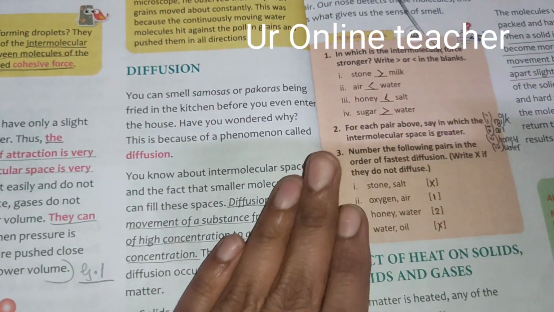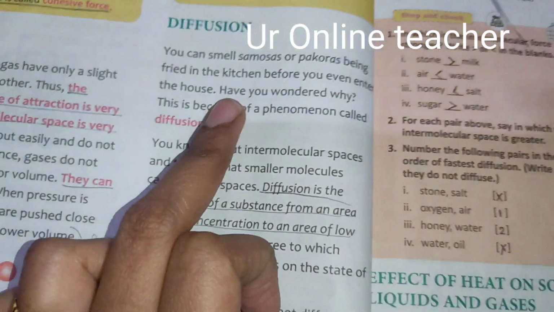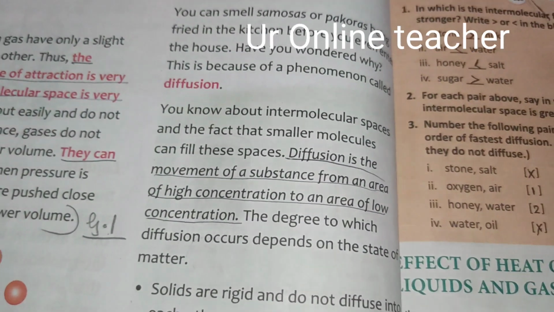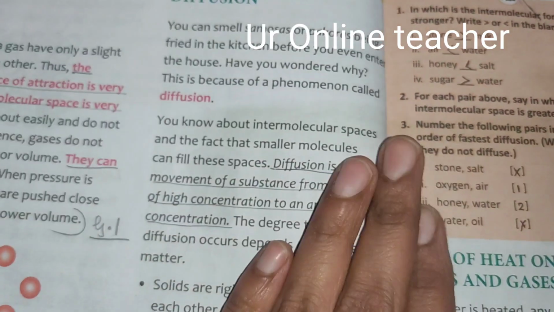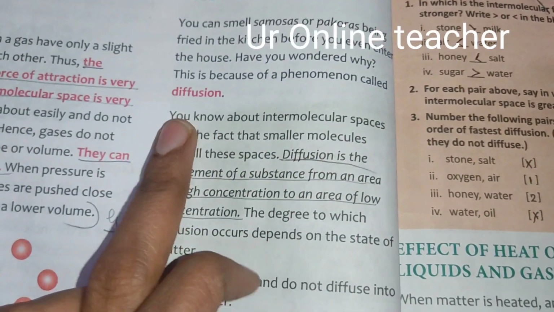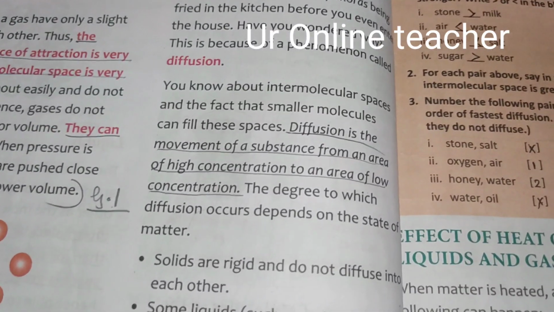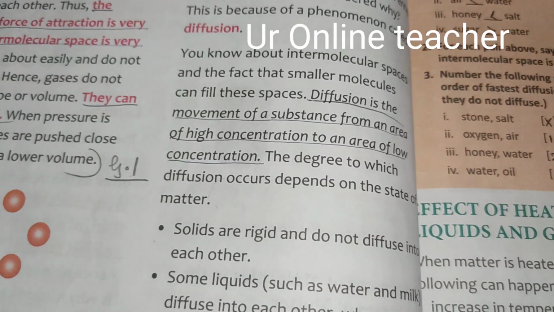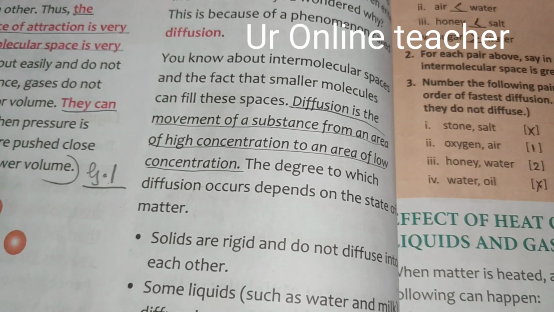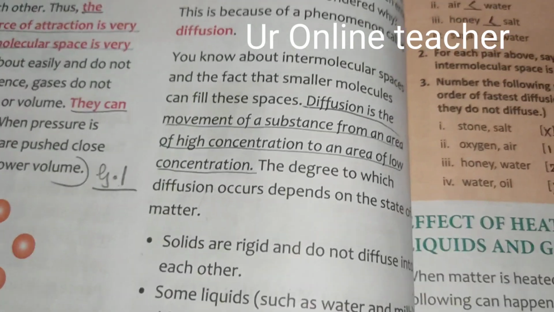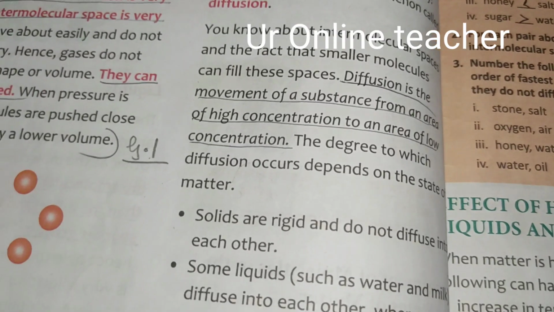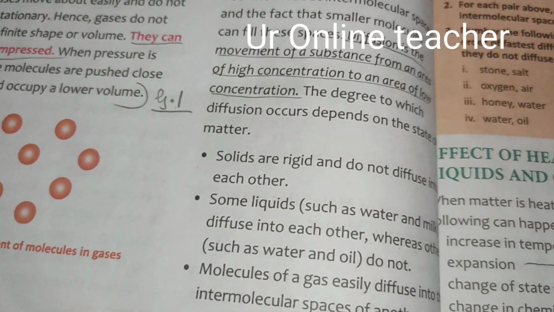Then, what is diffusion? We can smell samosas and pakoras being fried in the kitchen. When we enter the house, we can find out they are cooking something. So how is this called diffusion? There will be a movement of substance from an area of high concentration to an area of low concentration. What is a high concentration area? The area where the air has more of this smell, and low concentration means the smell is not there. It will move there. The molecules move from the high concentration area to the low concentration area.